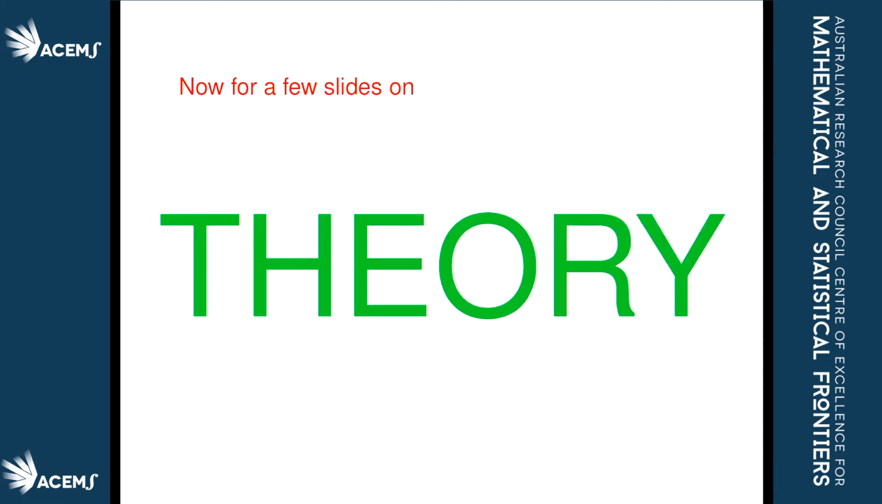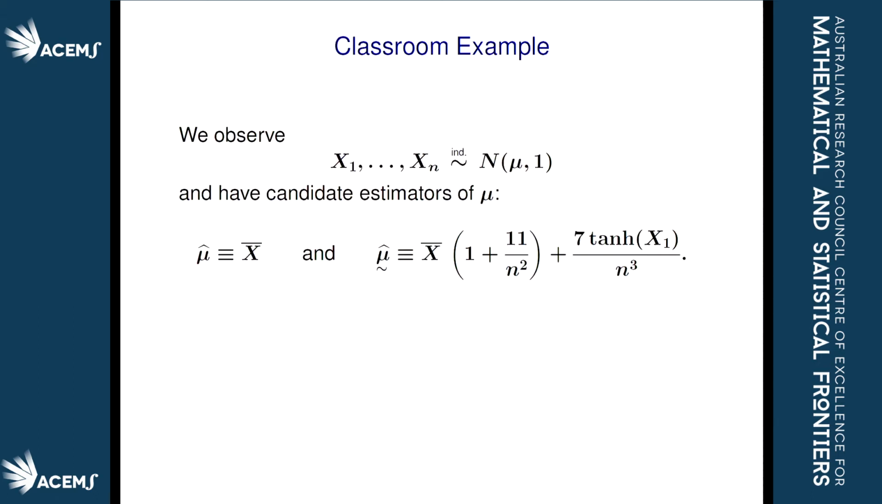All right. So just to start to wrap up, and I probably will be below my allocated 45 minutes. So a few slides on theory. And we're going back to a classroom type example. So we have x1 up to xn, which is normal, with mean mu and variance 1. And we've got two estimators: mu hat, which is x bar, and mu hat tilde, which is x bar times 1 plus 11 over n squared, plus 7 tanh x1 over n cubed.